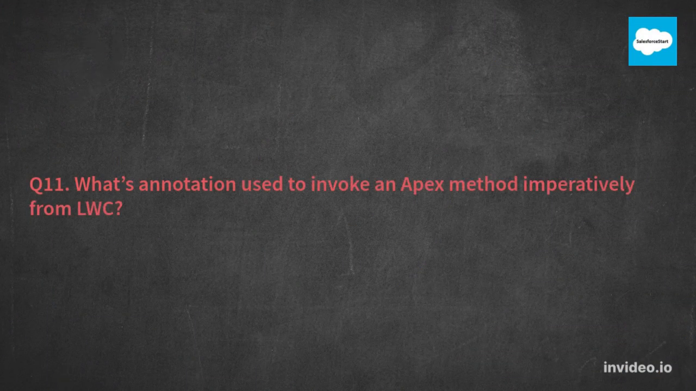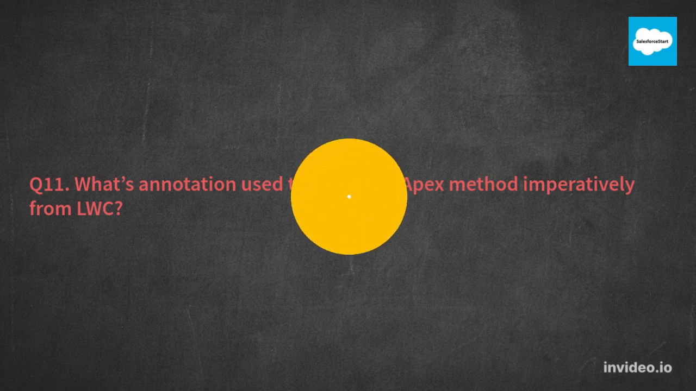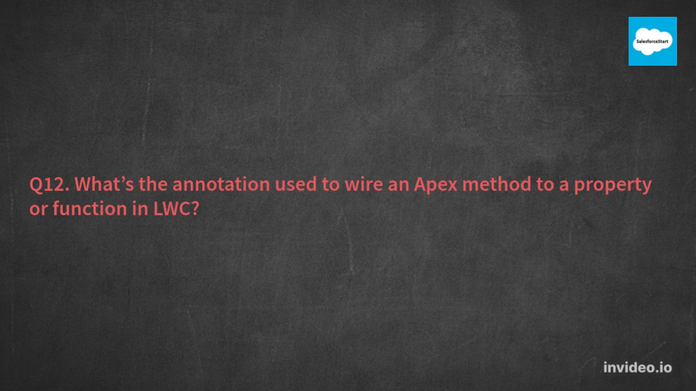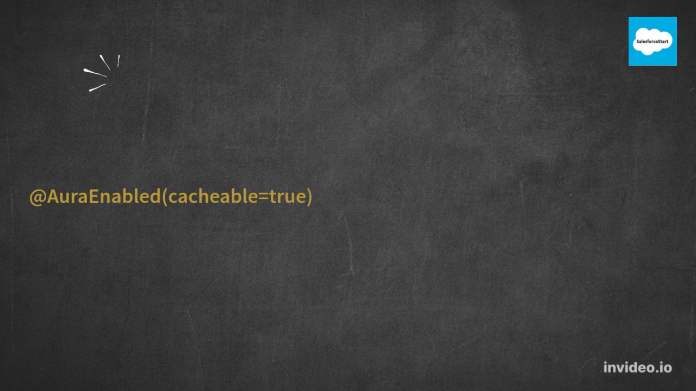Q11. What's the annotation used to invoke an Apex method imperatively from LWC? Answer is @AuraEnabled. Q12. What's the annotation used to wire an Apex method to a property or function in LWC? Answer is @AuraEnabled(cacheable=true).